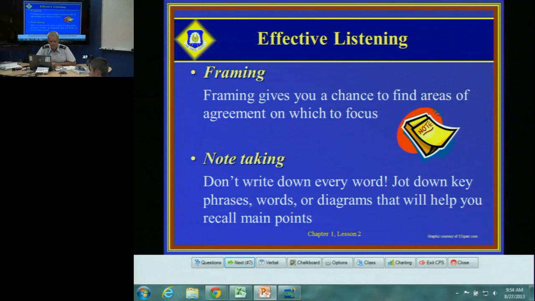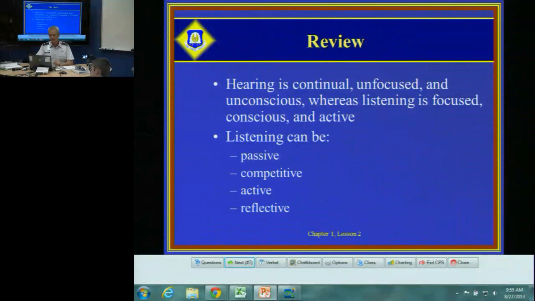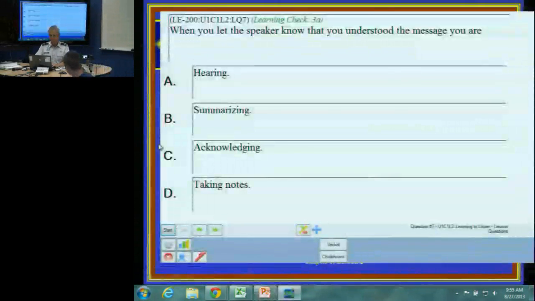Yes, sir. But if you write it in your own words, you're writing your own words. You're not copying it, right? Yeah, but that's what note taking is all about. Writing stuff in your own words so that you know what's going on. All righty, let's click.